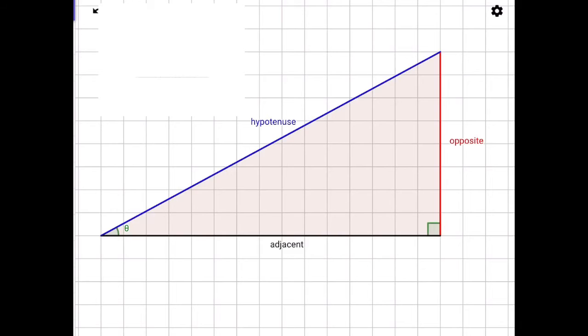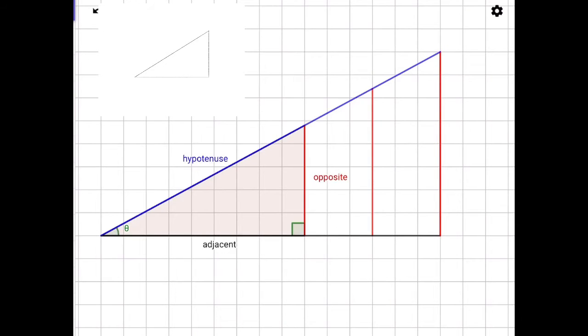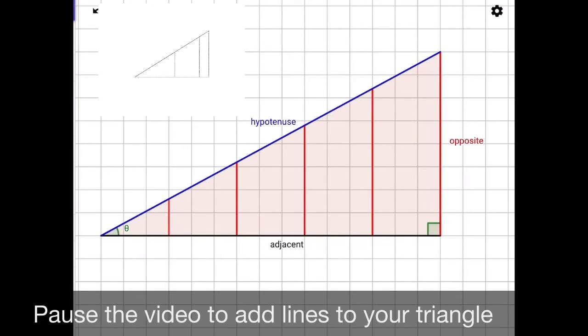Once you have drawn your triangle, you need to split it up into smaller triangles. Do this by drawing extra vertical lines like this. The lines that you draw do not have to be evenly spaced, but they should still be vertical to make sure that all of the triangles have a right angle in the bottom right hand corner. Pause the video to do this now.